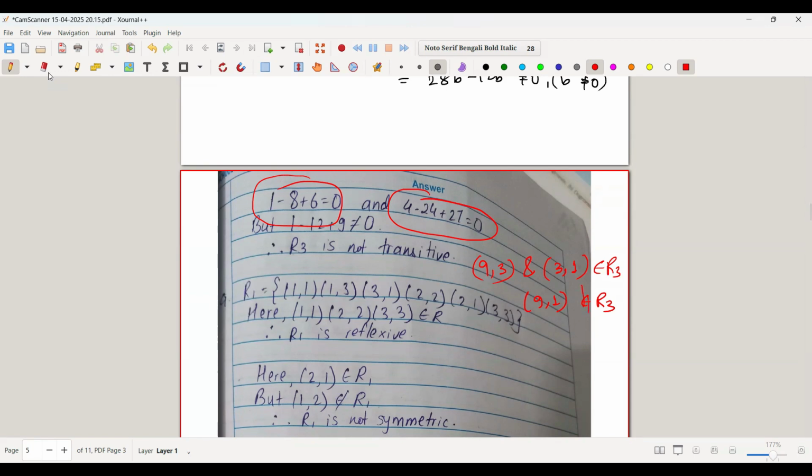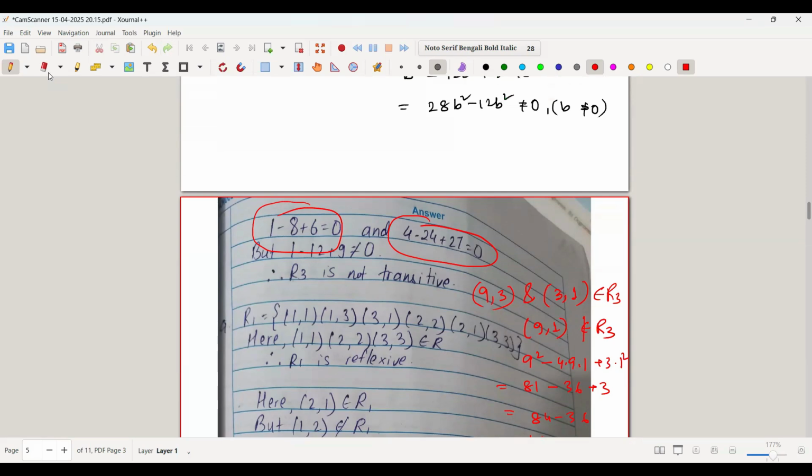But 9 comma 1 does not belong to R3 because this is 9 squared minus 4 into 9 into 1 plus 3 into 1 squared, which is 81 minus 36 plus 3, which is 84 minus 36. It is not equal to 0. So 9 comma 1 does not belong to R3. So this is not a reflexive relation.